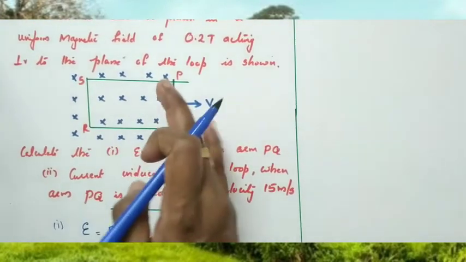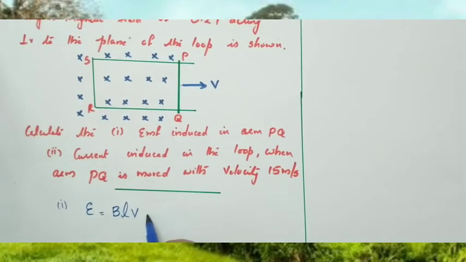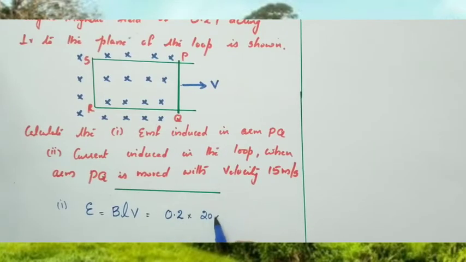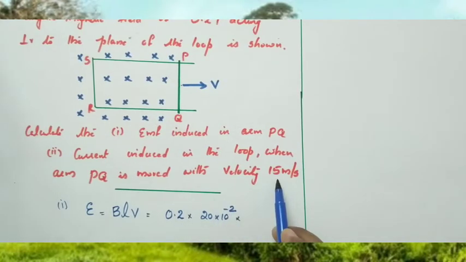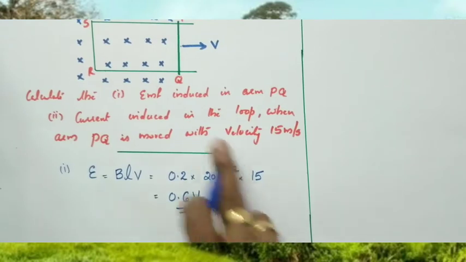This loop is placed in a magnetic field. Here the side PQ is moving with a velocity. What is the formula for motional EMF? We have the motional EMF E equal to BLV. Clear? Now we can substitute, all the values are given. Magnetic field is 0.2 Tesla. Length is 20 centimeter, 20 into 10 raised to minus 2. Velocity is 15. So into 15, and it is equal to 0.6 volt. Clear?